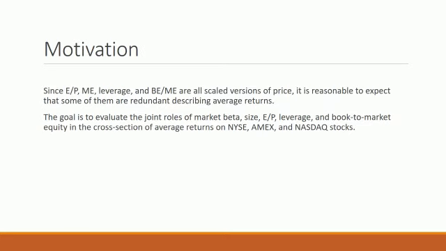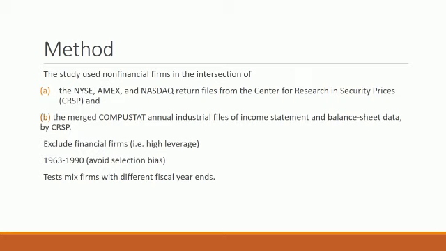Since earnings-price, size, leverage, and book-to-market equity are all scaled versions of price, it is reasonable to expect that some of them are redundant for describing average returns. Therefore, the goal of this paper is to evaluate the joint role of market beta, size, earnings-price ratio, leverage, and book-to-market equity in the cross-section of average returns on New York Stock Exchange, American Stock Exchange, and Nasdaq stocks.